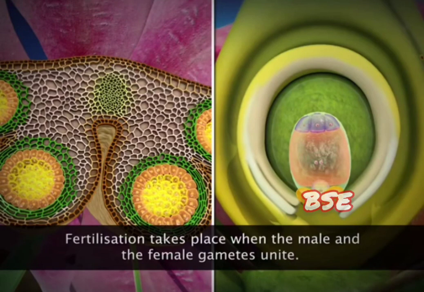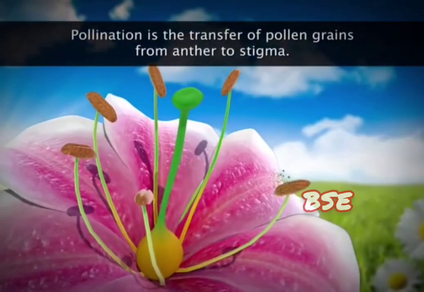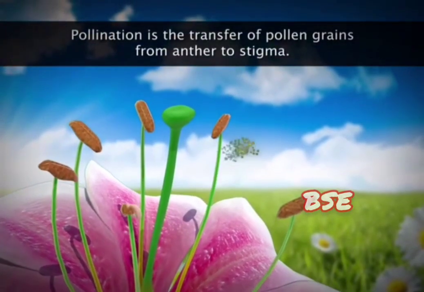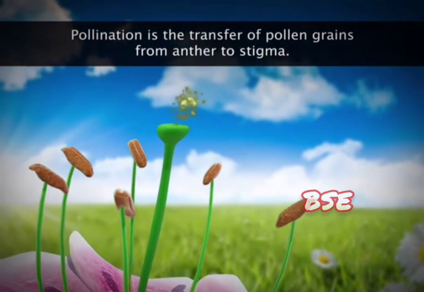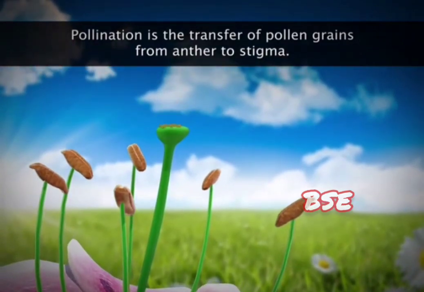The male and the female gametes are produced in separate structures, the pollen grain and the embryo sac respectively. How are these 2 non-motile gametes brought together? This is achieved by pollination, which is the process of transfer of the pollen grains from the anther to the stigma.